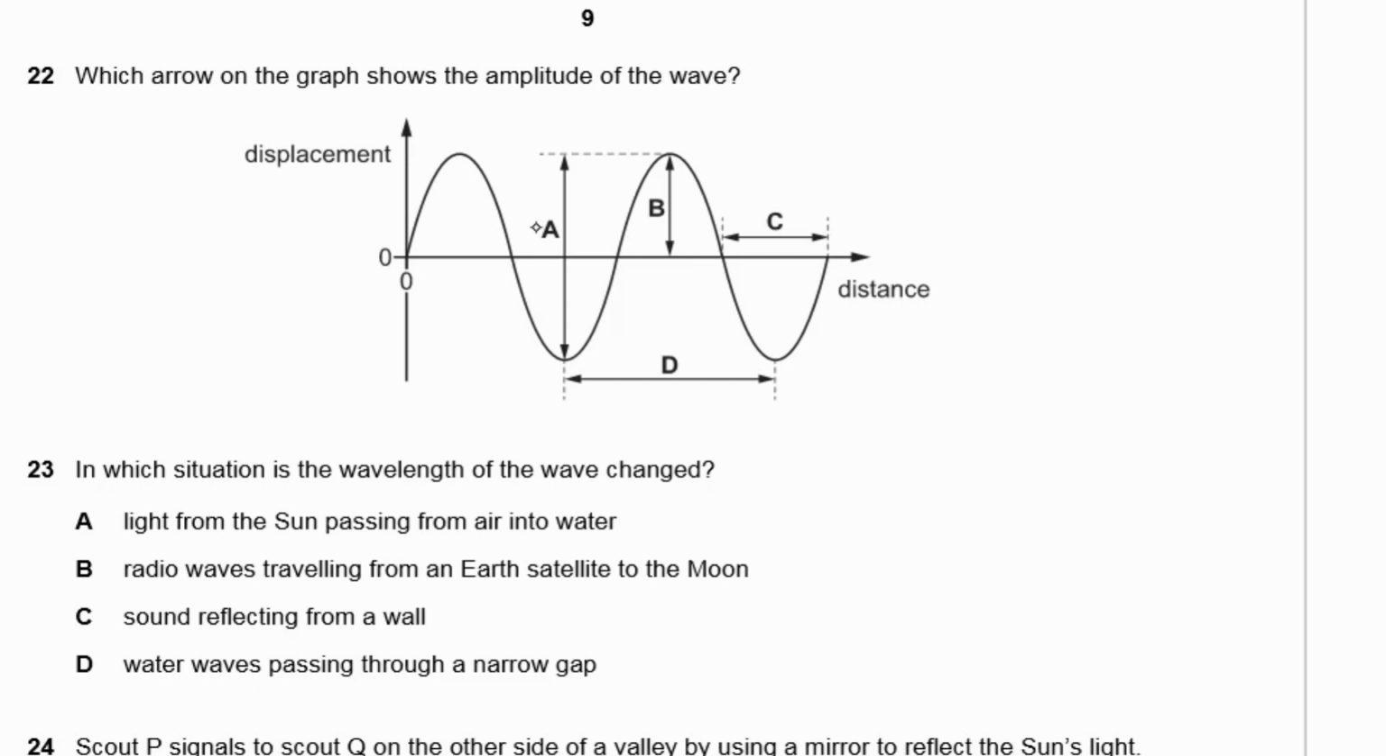Question 22. Which arrow on the graph shows the amplitude of the wave? Well, nice straightforward one, straight from the diagrams in the book. Option B. Option D is a wavelength, but that's not what we're after at this point. This is purely just asking us to find the amplitude, which is option B. Option A would be twice the amplitude, and option C is 1/2 of the wavelength.